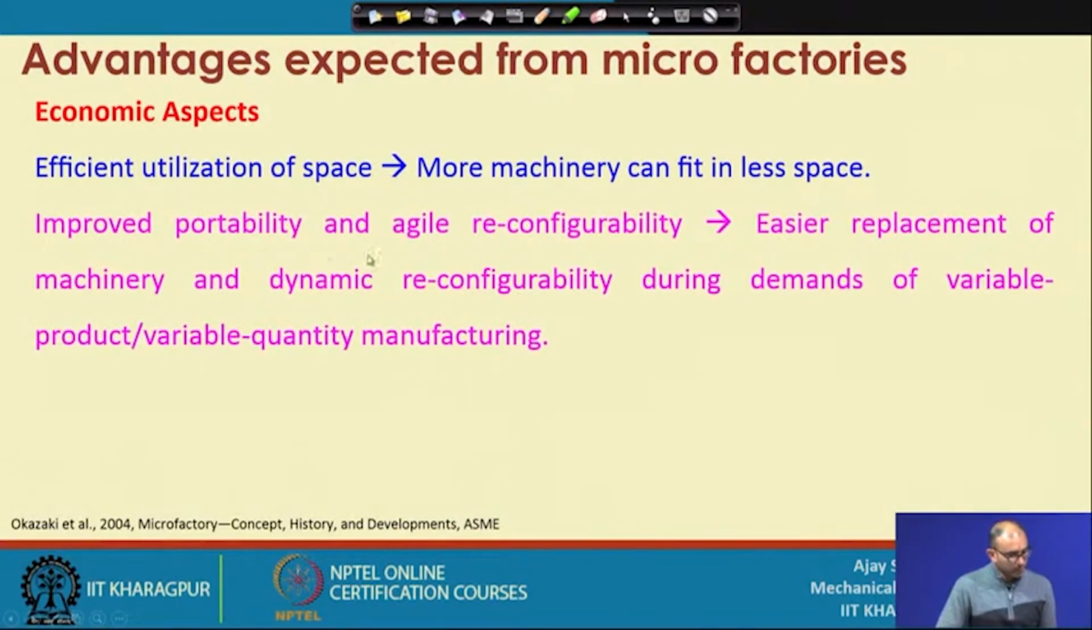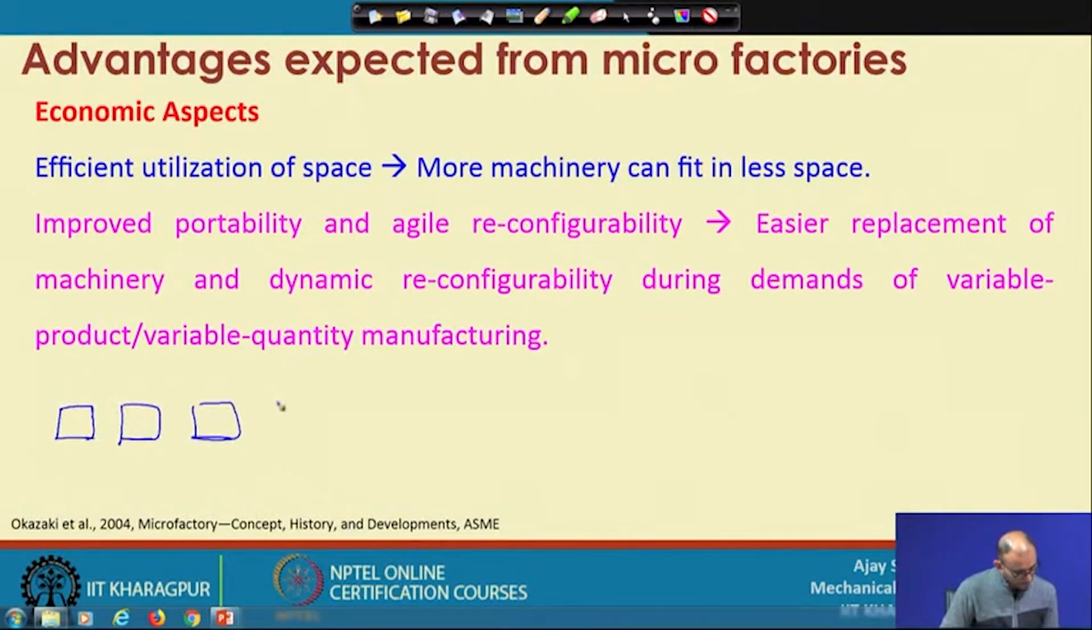Right. Improved portability and agile reconfiguration. Reconfigurability, easier replacement of machinery, and dynamic configurability during demands of variable product and variable quantity manufacturing. So, what does it mean? Suppose you have small machines here. Now, consider these are placed at different locations.